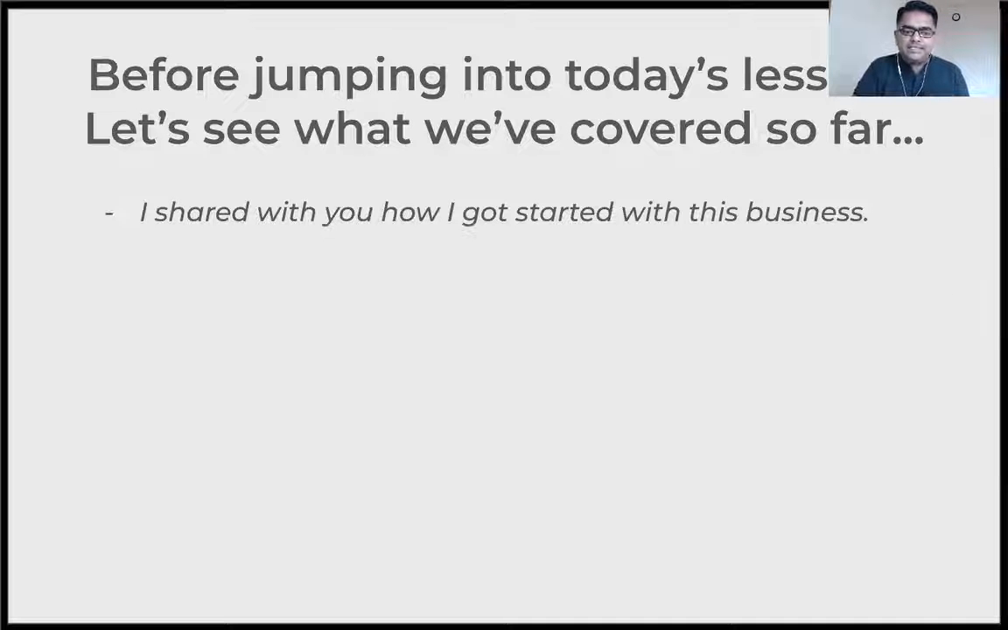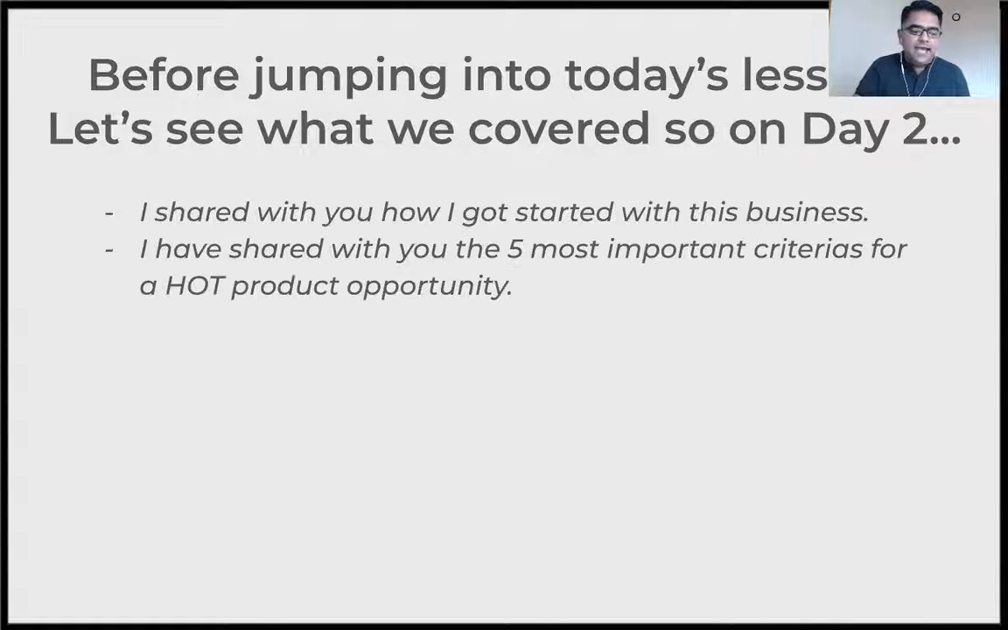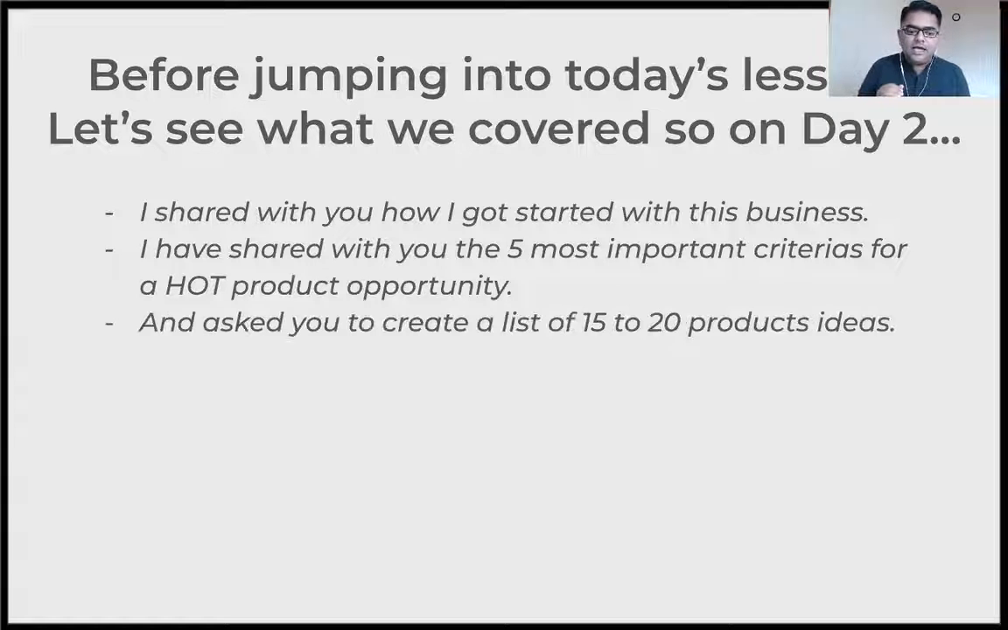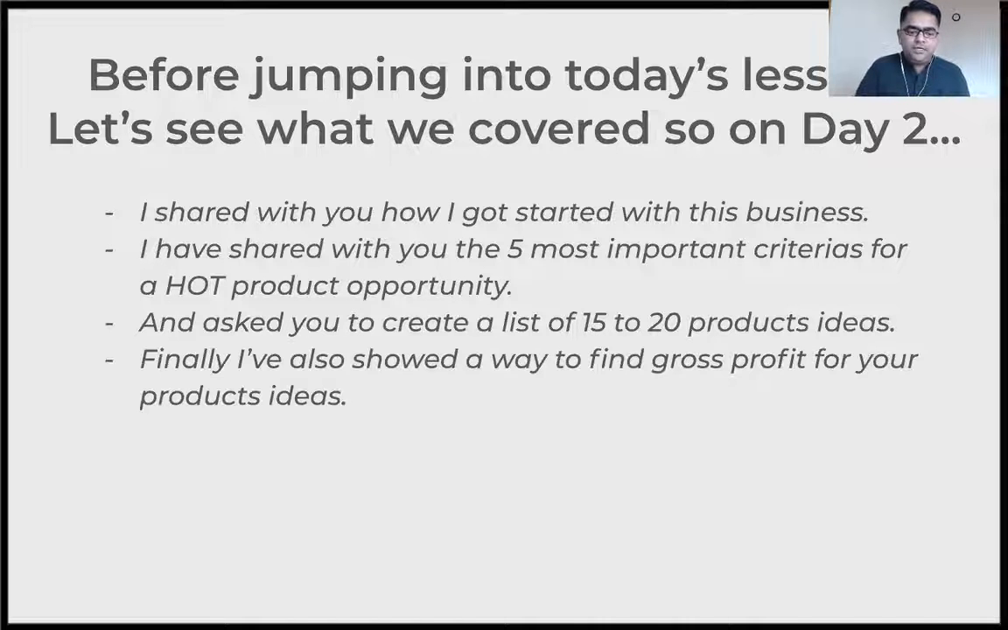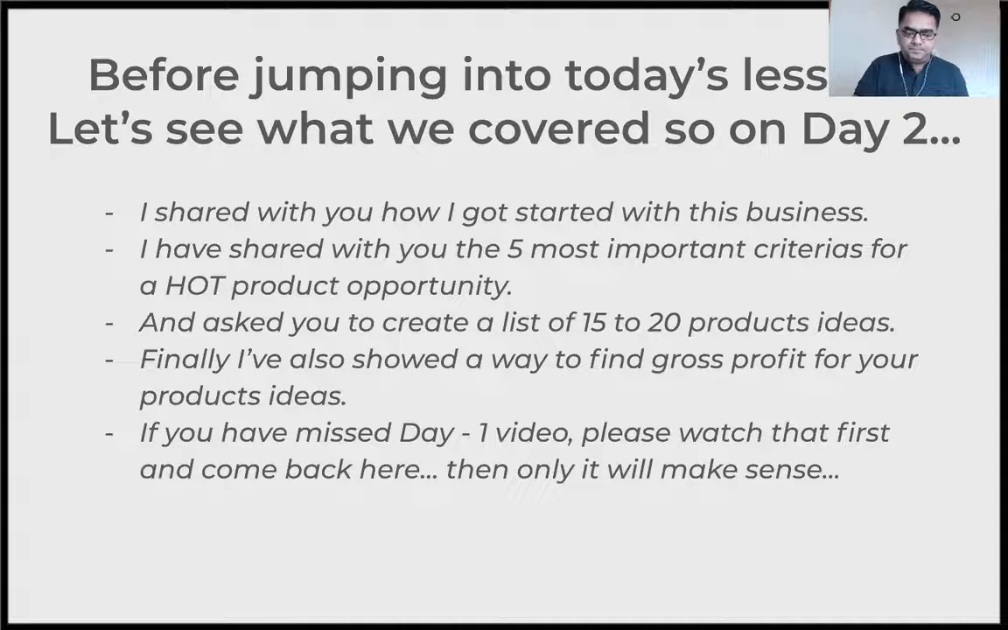Before jumping into today's lesson, let's see what we have covered so far. In yesterday's video, I shared with you my journey, how I got into this business, my entire journey from my offline businesses to online business, and I shared the 5 most important criteria for a hot product opportunity, and asked you to create a list of 15 to 20 product ideas in an Excel sheet. And finally, I also showed you a way to find gross profit for your product ideas in yesterday's Q&A session. These are all the things we have covered already.